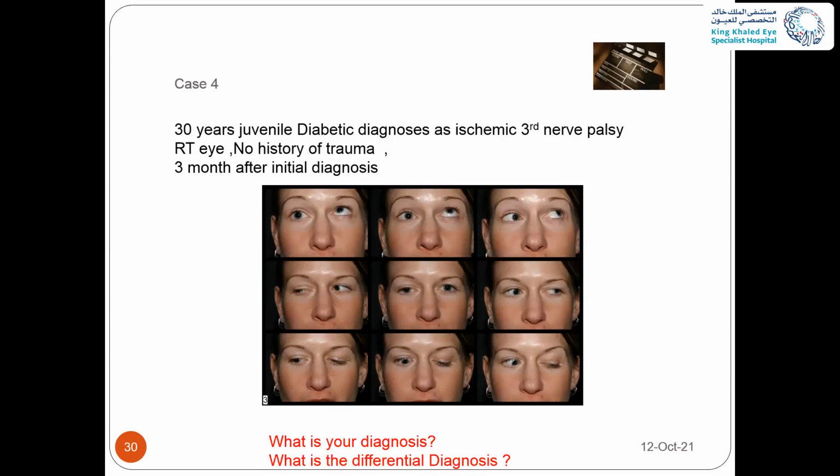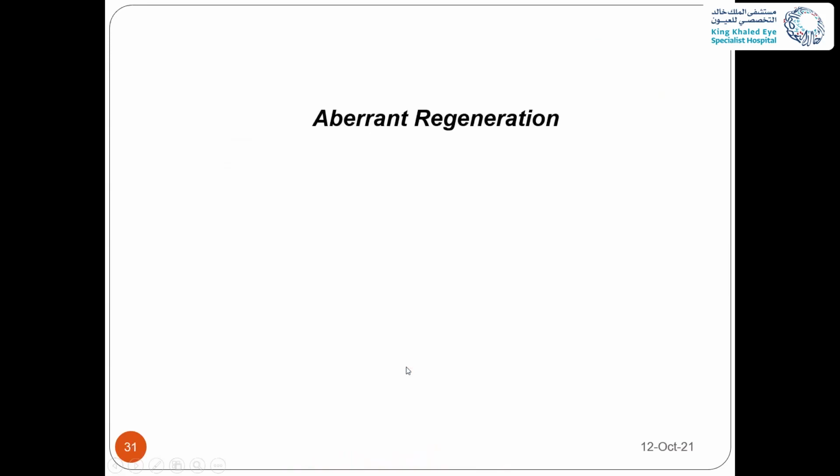And then when he followed her up 3 months later, what did he find? Let us see here. When she looked down, he finds that the eyelid goes up.